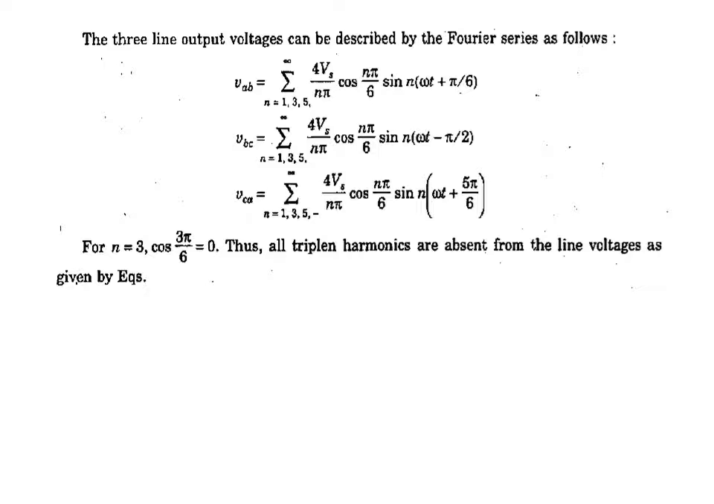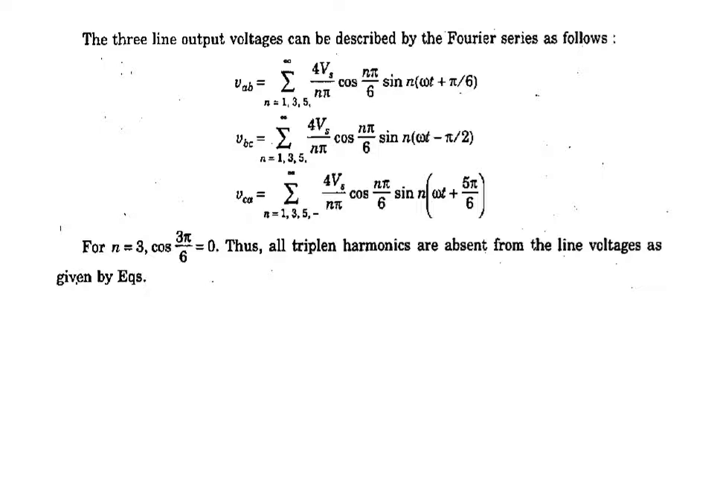Similarly, the line voltage VBC is equal to summation n equal to 1, 3, 5 up to infinity, 4 Vs divided by n pi, cos n pi by 6, sin(n omega t minus pi by 2).